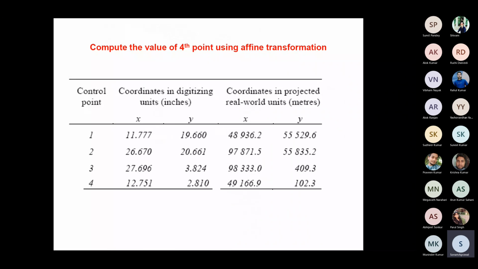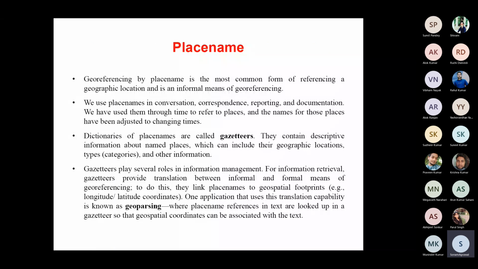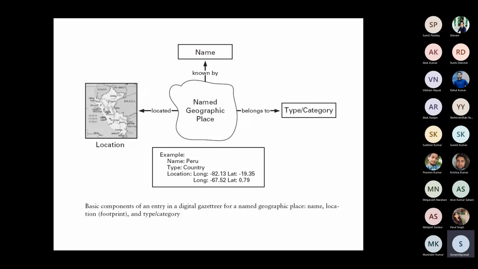Thereafter, there were some questions where you needed to compute the fourth point and other things. Then we have seen place names. The informal way of telling a location is by using the place name. The dictionaries that contain the place names are called gazetteers. In a gazetteer, you will find the place name and the corresponding location. As in this example, there will be a place name, its type will be given, and its location, meaning its extent, will be given in the gazetteer.